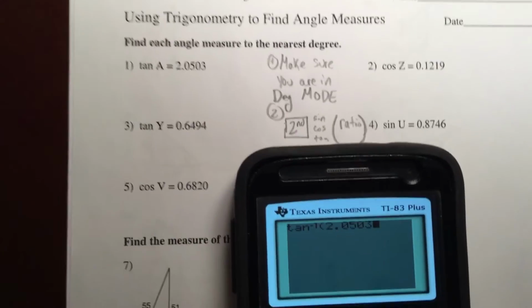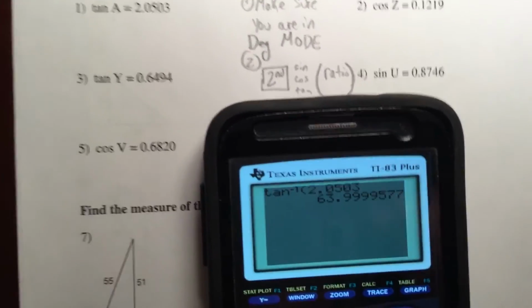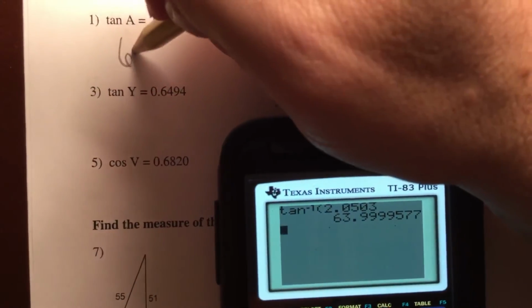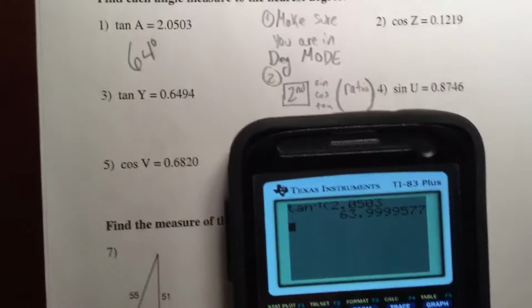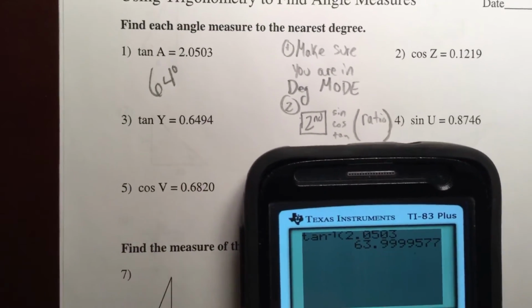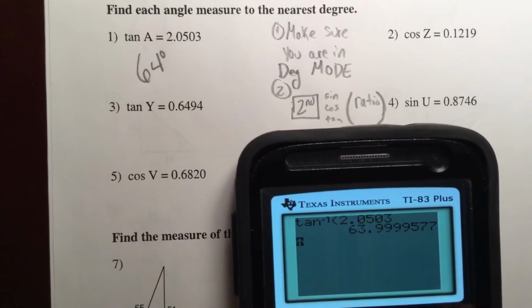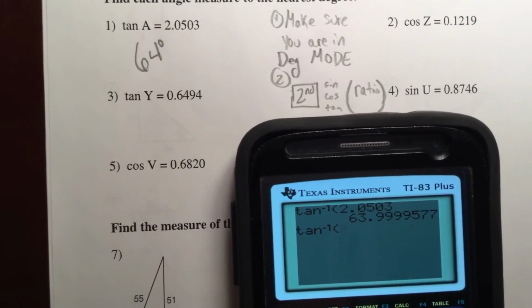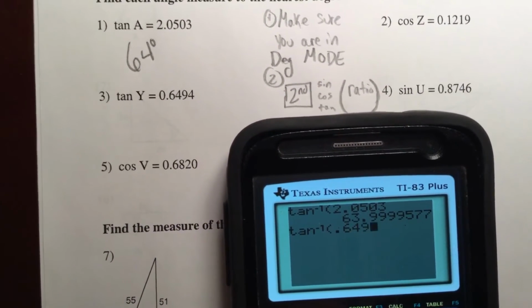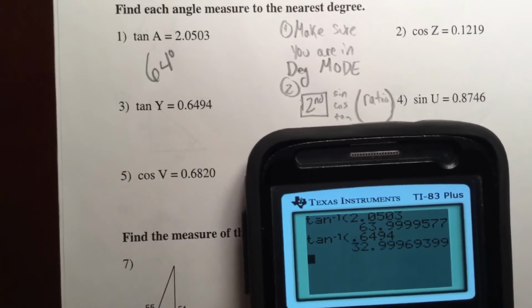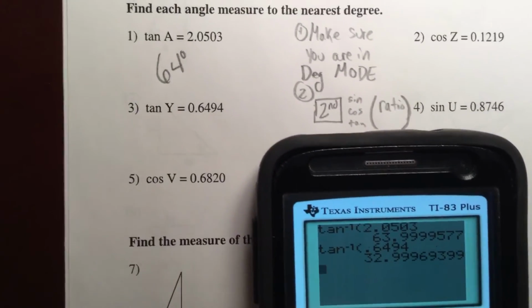2.0503, and when I press enter, I get that it is 64 degrees. So for example 3, second tangent, type in 0.6494, enter, and I get 33 degrees as my answer.